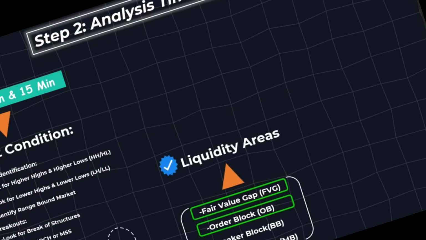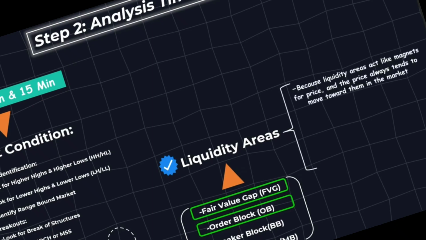But why do we need to do this? Because liquidity areas act like magnets.